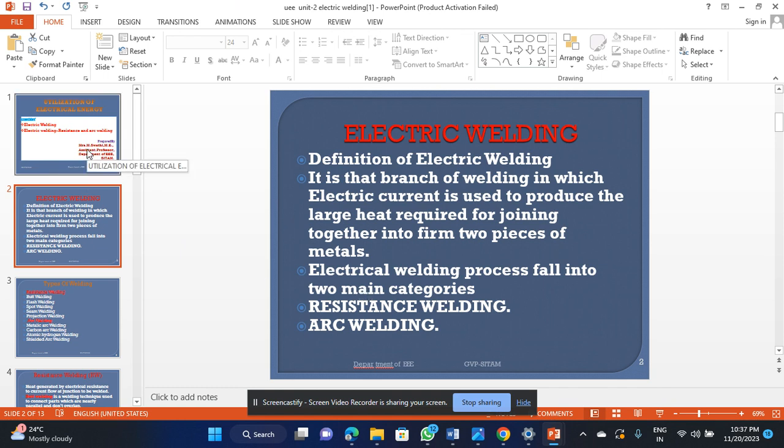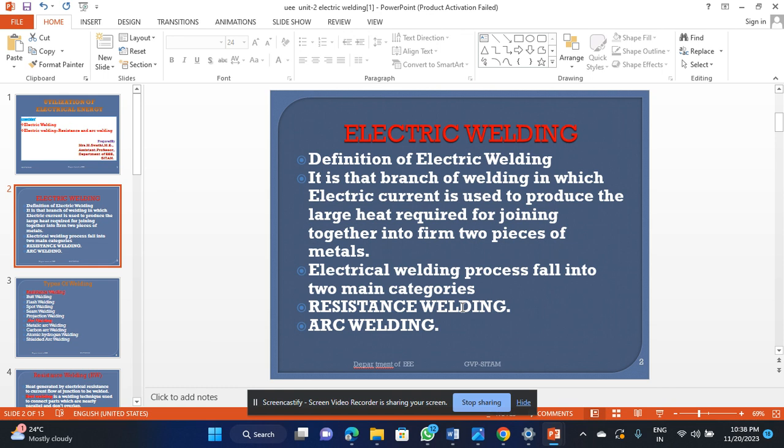Now we come to the definition of electric welding. It is the branch of welding in which electric current is used to produce the large heat required for joining two pieces of metal. This is accomplished by melting the two parts to be joined, or in some cases you can add a filler material to join the two metal pieces. That is the process of electric welding.